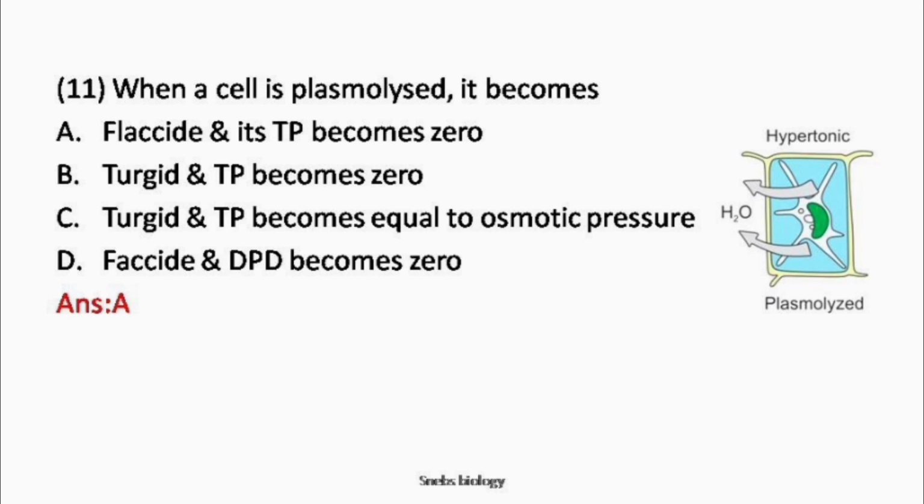So the shrinkage of protoplasm of a living cell from its cell wall due to exosmosis under the influence of a hypertonic solution is called plasmolysis. When a cell is plasmolysed, it becomes flaccid. In a flaccid cell, the turgor pressure becomes 0 and DPD becomes equal to osmotic pressure, as DPD is equal to OP minus TP. So the correct answer is option A. When a cell is plasmolysed, it becomes flaccid and its turgor pressure becomes 0. Okay. Next, question number 12.